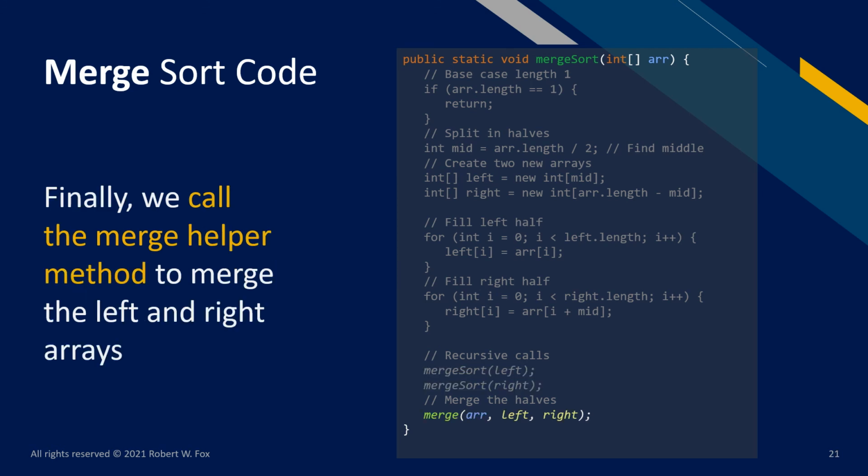The last step, once we've checked the base case, created two arrays that represent the left half and right half, and then we've called Mergesort on both of those, is to take our left and our right array and to merge them. And to do that, we use a helper method called merge, which we'll take a look at on the next slide.